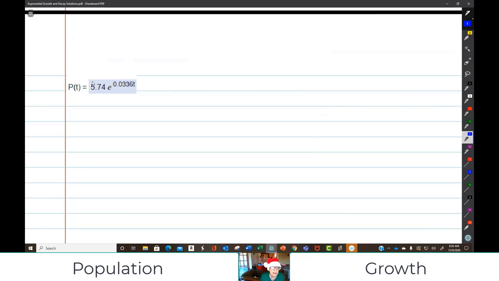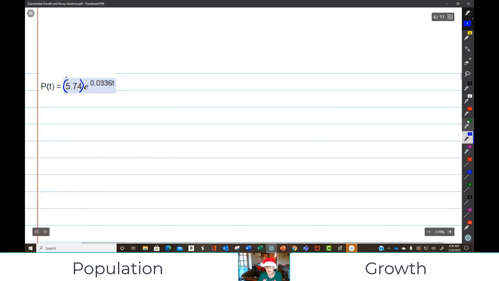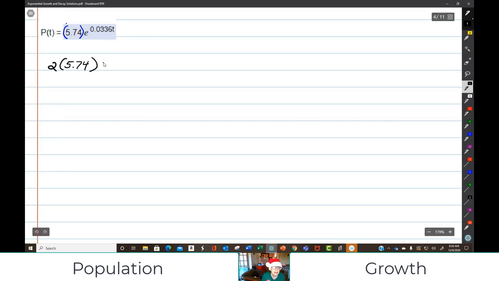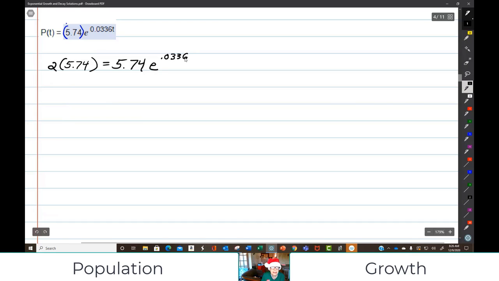We're going to be doing the doubling time. Doubling time means how long will it take 5.74 to become 2 times 5.74. So here D, I think that's D, is doubling time. So 2 times 5.74 equals 5.74 e to the 0.0336t. We're going to solve for t, find out what makes that true. What number of years makes that statement true?